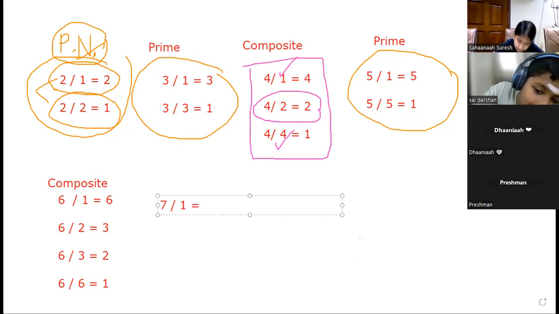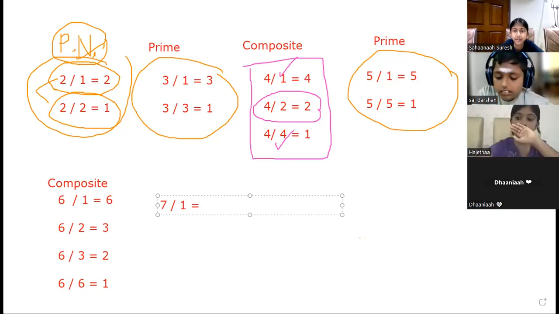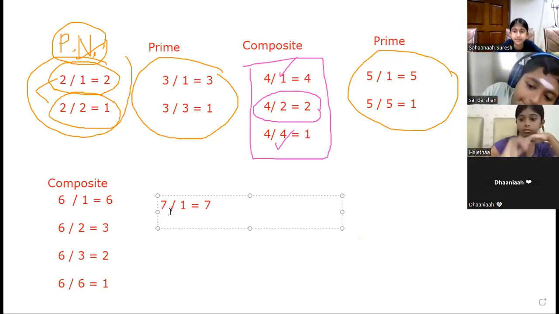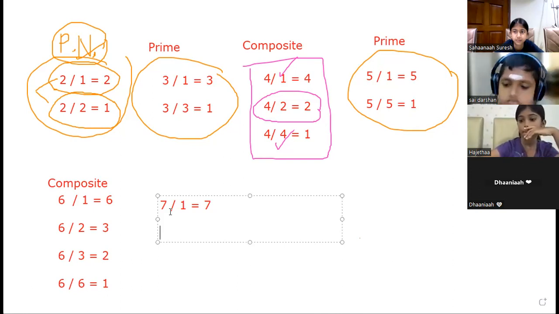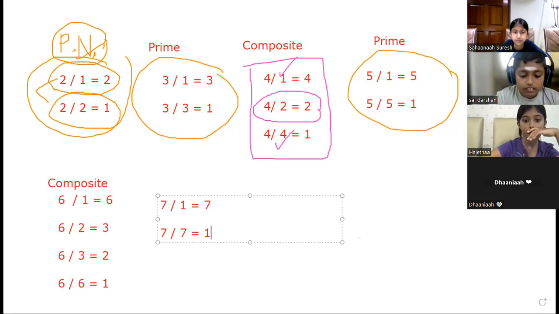What's the answer? 7. Okay, 7 divided by 2, you're going to get decimals. Cannot divide by 3 perfectly. Cannot divide by 4. Cannot with 5. Cannot with 6. If you don't believe me, use the calculator. Finally, you'll take 7 divided by 7 and you'll end up with 1.